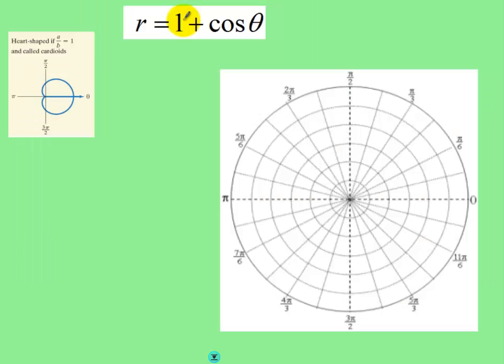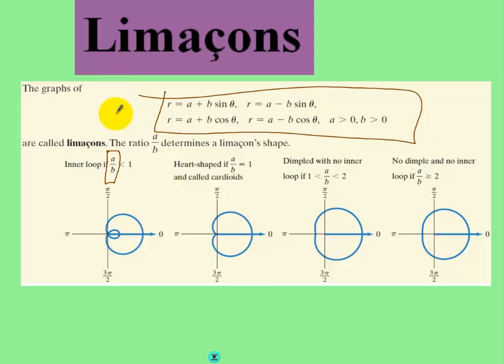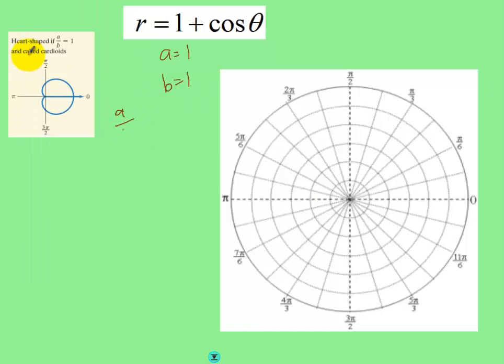So let's do an example. I want to graph r equals 1 plus cosine of theta. Now, my a in this case is going to be 1, and my b in this case is going to be 1. So your ratio of a divided by b is going to equal 1. And that's going to form a heart shape here. So I know I'm going to expect a heart shape.